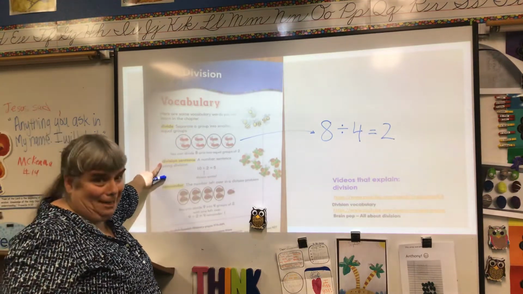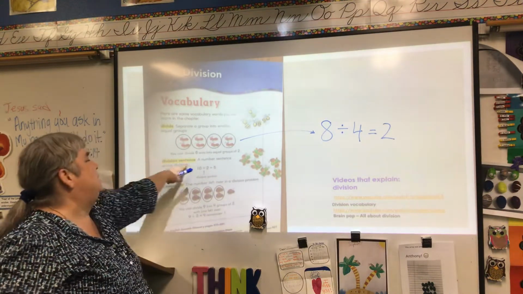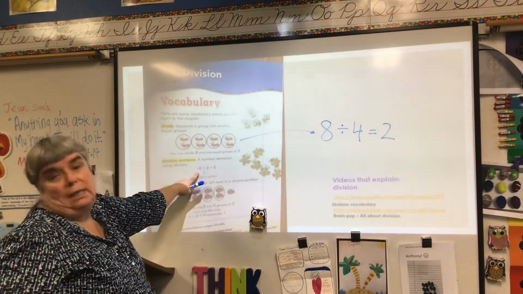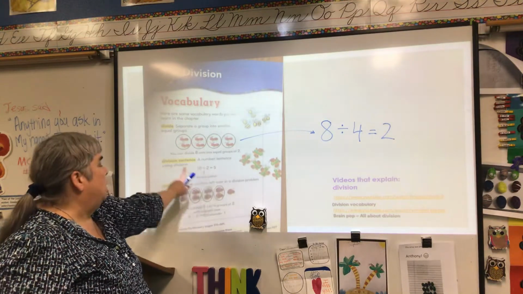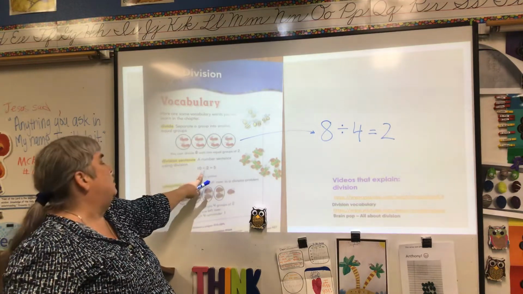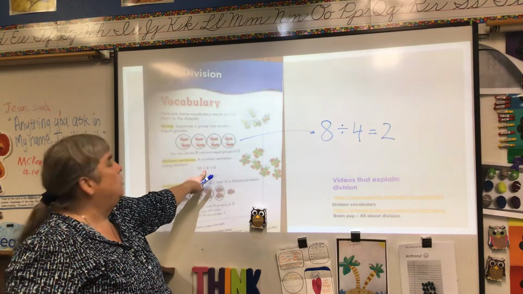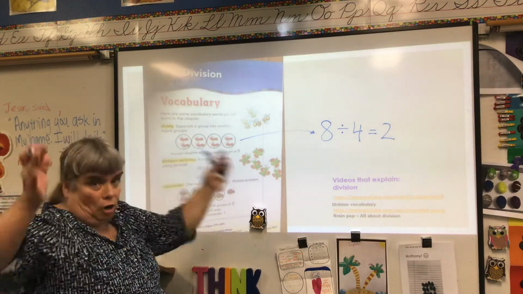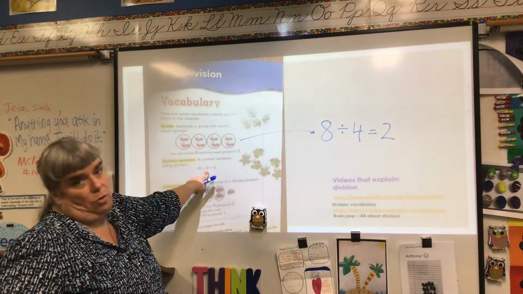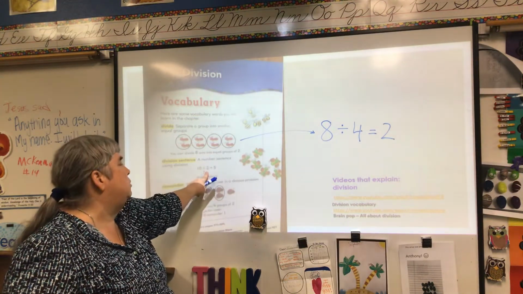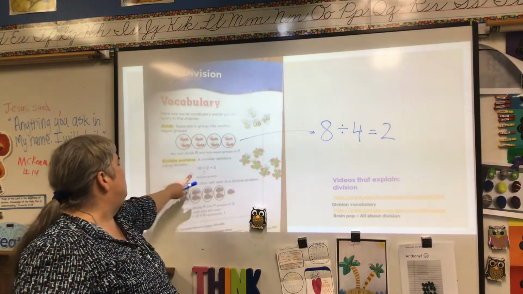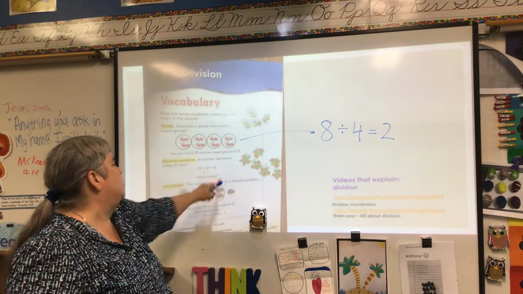And that leads us to our next vocab word, which is division sentence. A division sentence is a number sentence using division. So in this one, it's a little bit different problem. It says the number is 10, and we're going to divide that by 2. So we're splitting up the larger number, which is 10, into 2 equal groups. So when you have 10 divided by 2, how many are going to be in each group? 5. So 10 divided by 2 equals 5.